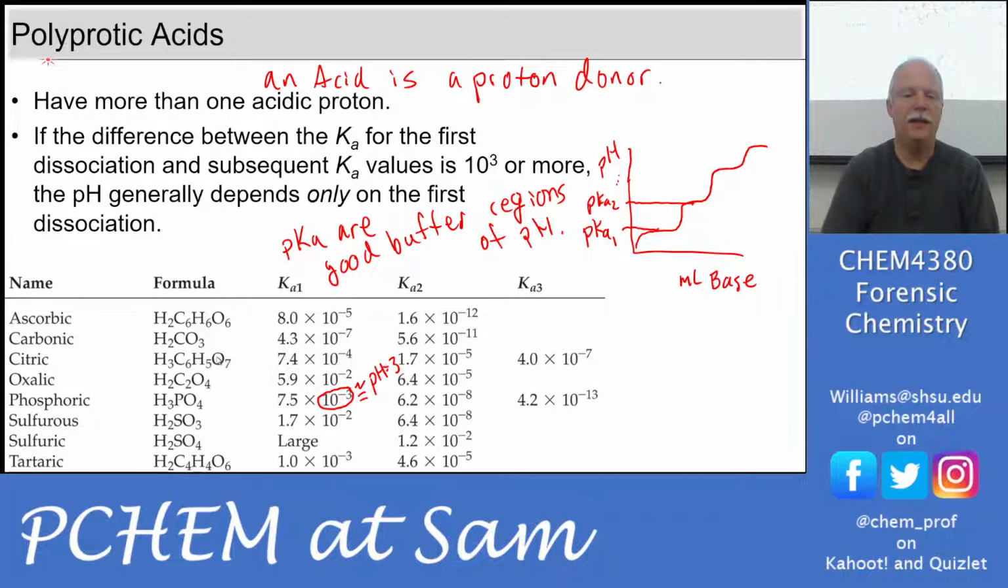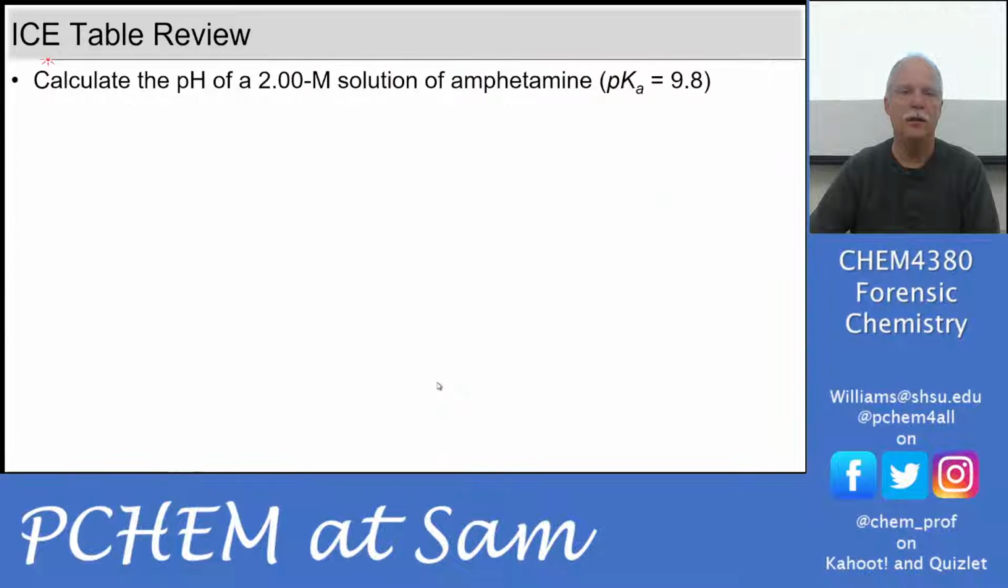Now, sulfuric acid is a strong acid, so it's 100% ionized for that first proton. So that's why it says large. Okay, but then the second proton comes off at a pH of about 2, which would be its buffer for the second proton on sulfuric acid. So let's review our ice tables. Remember those? All right.